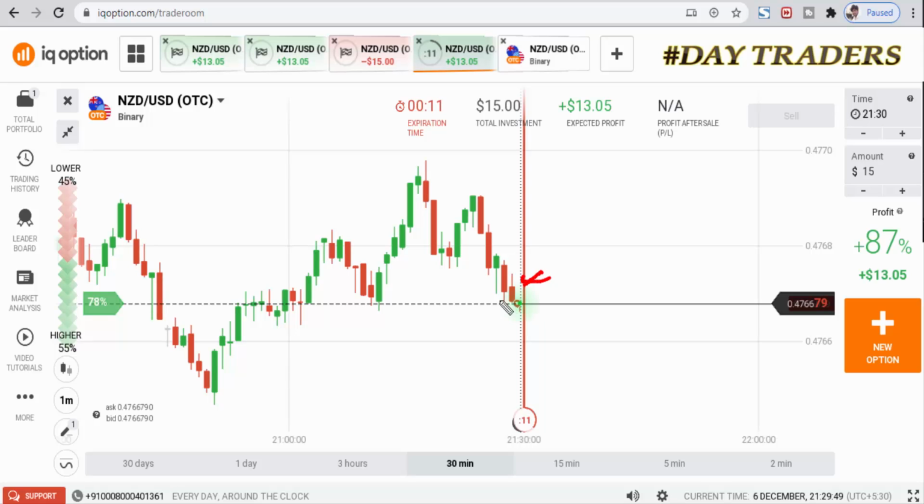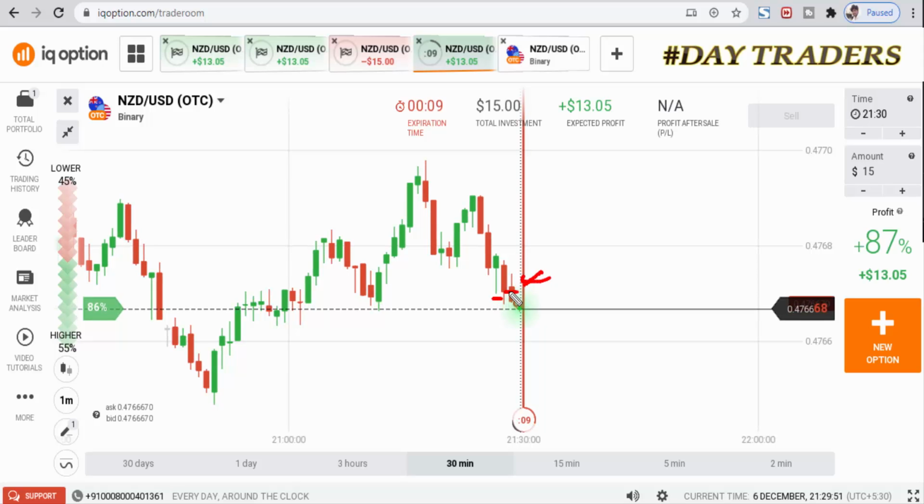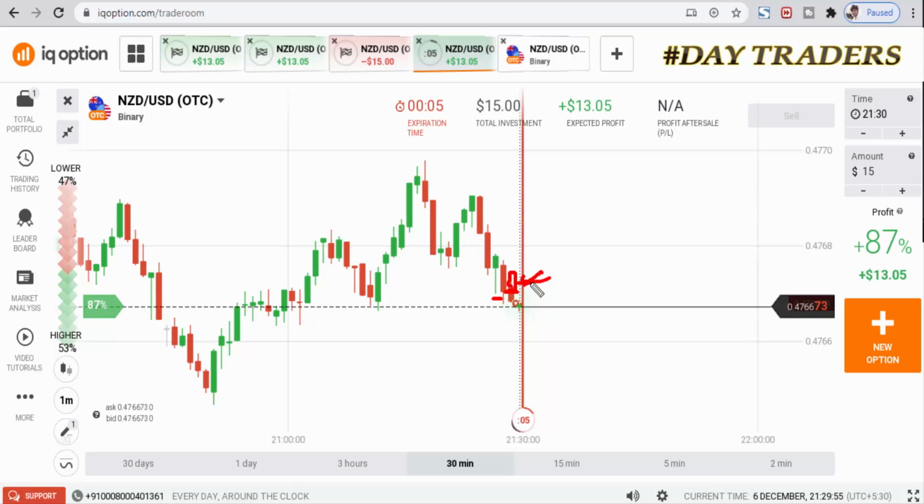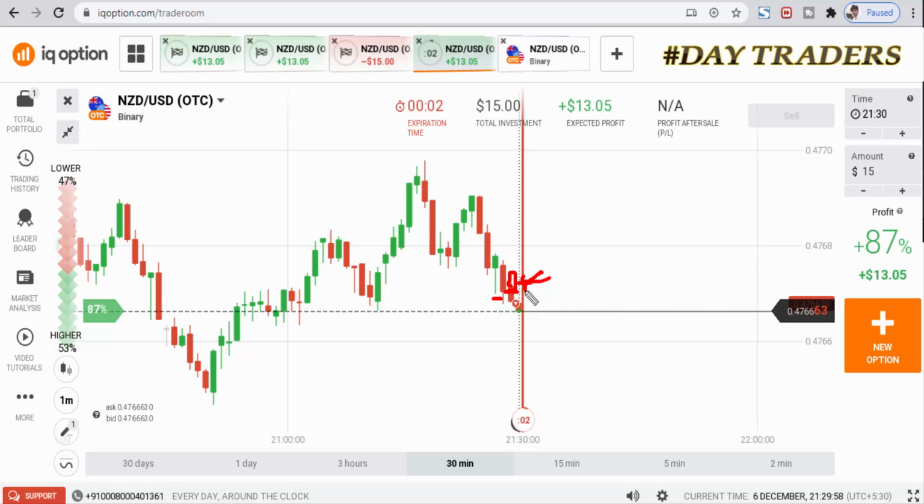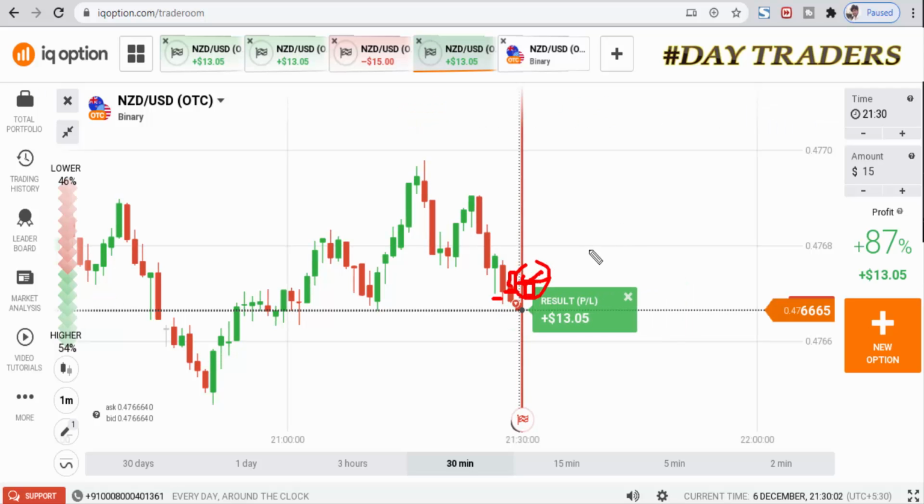This candle opened at this level, confirmedly it would make a bullish candle, but the gap up opening again tried to fill this gap and made a bearish candle. So that's the reason previously it made a loss. Okay, this is also a winning trade.